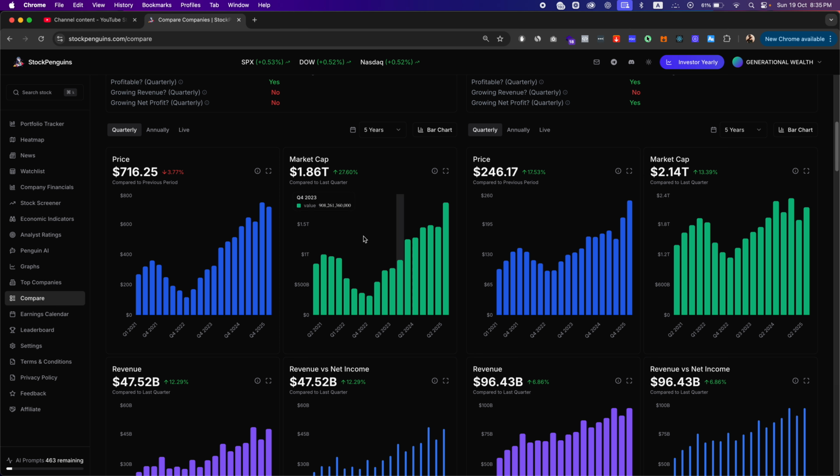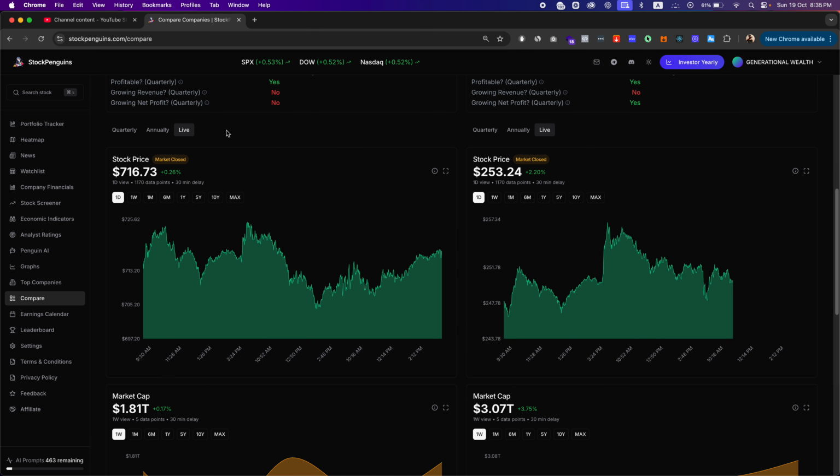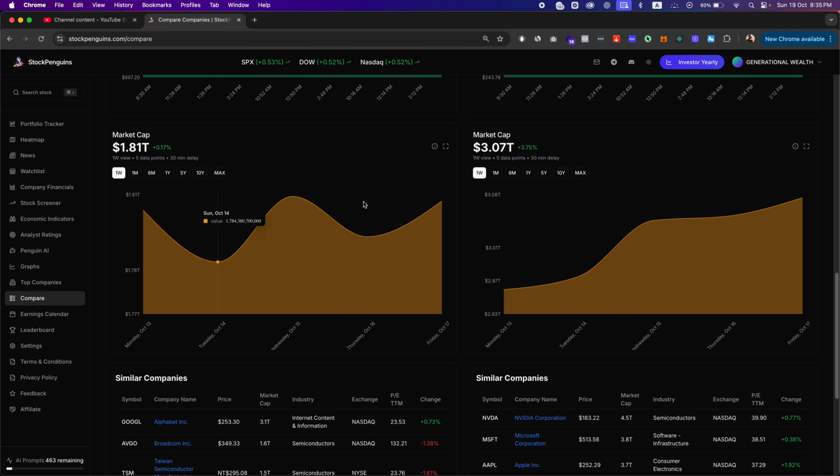You can see here 1.86 trillion, 2.14 trillion market cap. This is basically the last quarter, right? This is not the live stats. If you want to go to the live stats of the market cap and stuff like that, you can just press this Live button over here, and you can basically see the live market cap.